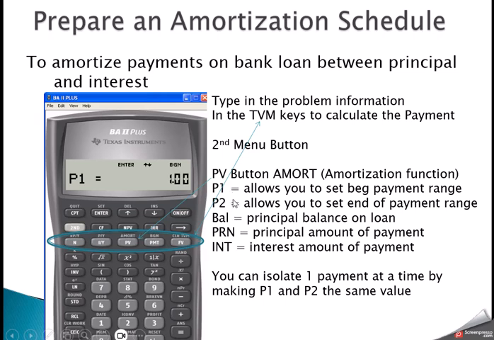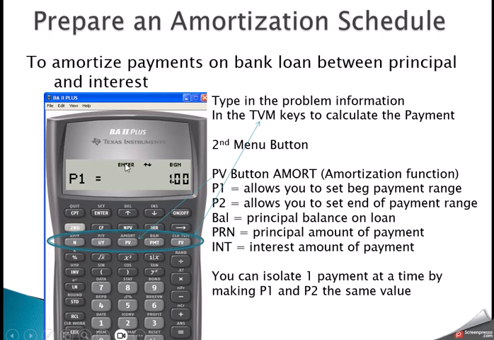Inside that amortization function, we will only enter P1 and P2. The balance of the loan is going to pop up, the principal of that payment is going to pop up, and the interest of that payment is going to pop up. So you just have to make sure that you enter the P1 and the P2 properly. If we want to isolate one payment at a time, actually build an amortization schedule, you're going to make your P1 equal to 1 and your P2 equal to 1. And when you enter the 1 in there, you always have to hit the enter button.